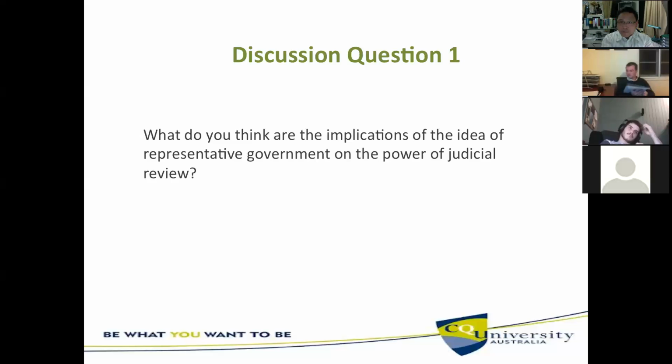So going to this specific question now, what do you think of the implications of the idea of representative government or the power of judicial review? Anyone cares to take the floor? What are the implications?